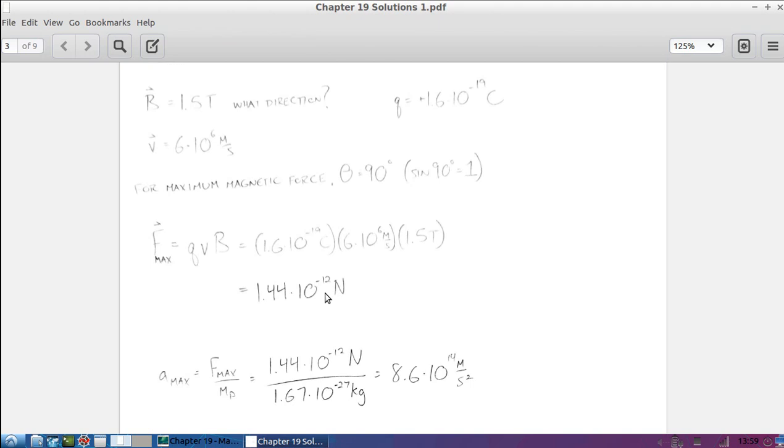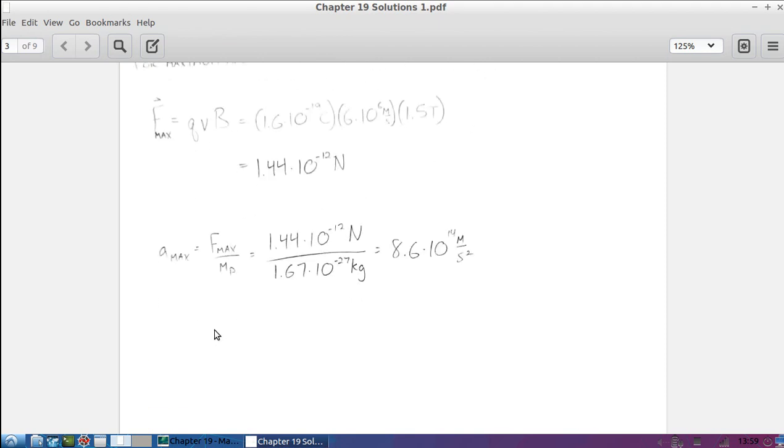They're asking for the maximum acceleration. I'm just going to use Newton's second law. Take the max force divided by the mass of the particle, which they said is a proton. Mass of a proton is 1.67 times 10 to the negative 27 kilograms. So the max acceleration is the max force divided by the mass, and I get 8.6 times 10 to the 14 meters per second squared.